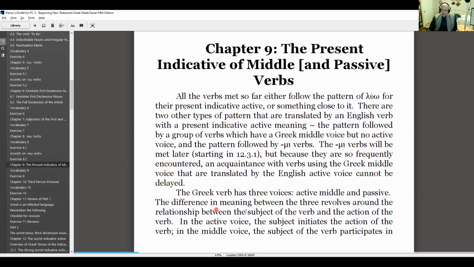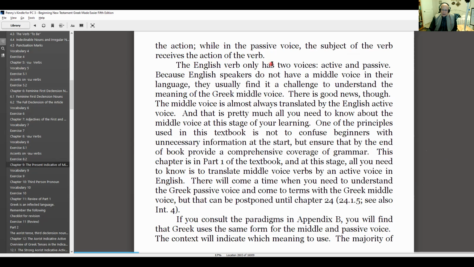So there are also three words that help us understand voice in Greek. Again, the active initiates, the subject initiates the action. In the middle voice, the subject participates in the action. And in the passive voice, the subject receives the action.